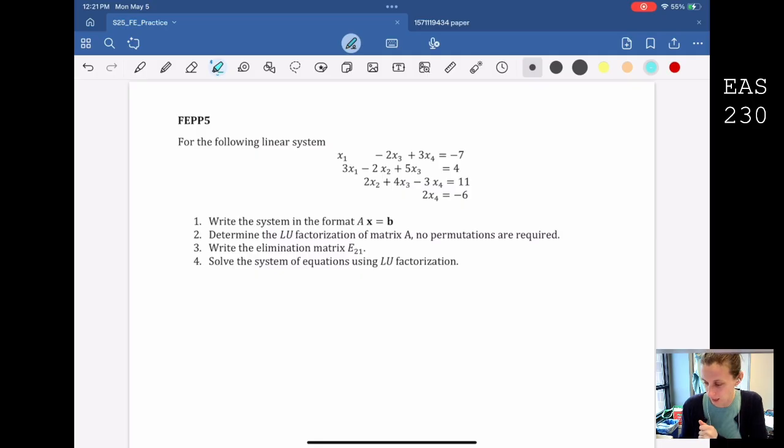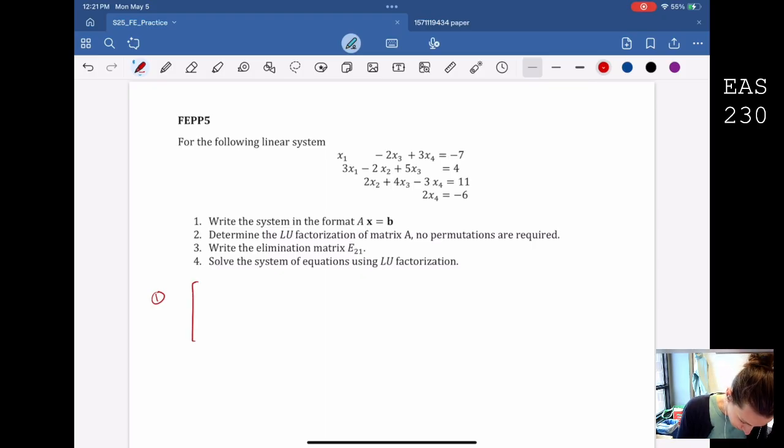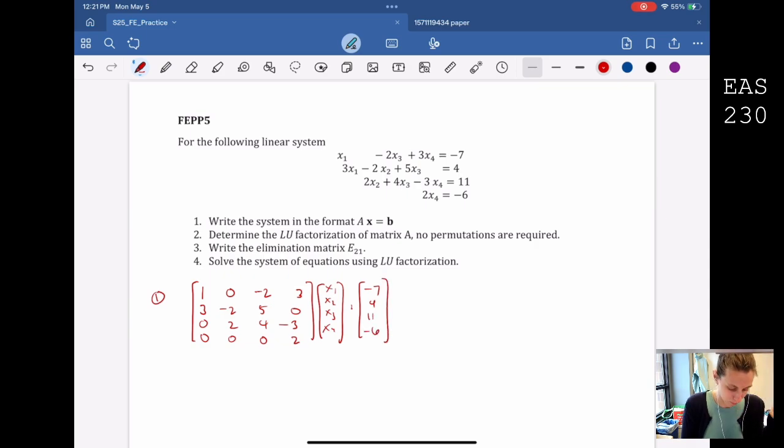For the following linear system, here we go. Write the system in form of AX equals B. So if it says write the system in the form of AX equals B, make sure you write it in the form of AX equals B. So not the augmented matrix, not as a linear combination, as AX equals B. So back to week 4 material. So A looks like 1, 0, negative 2, 3, 3, negative 2, 5, 0, 0, 2, 4, negative 3, and then 0, 0, 0, 2. I have 4 unknowns. So I've got my x vector and my b vector. There's AX equals B.